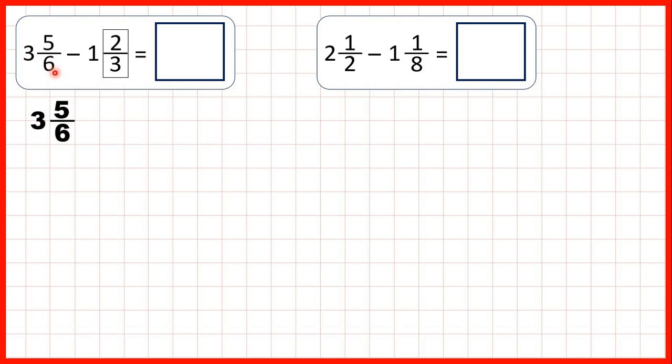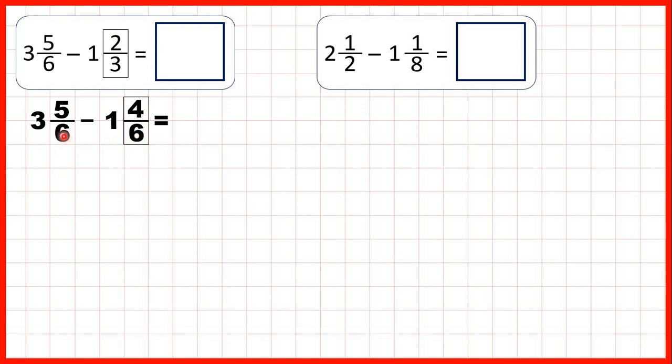So we can rewrite our question as 3 and 5/6 minus 1 and 4/6. That's equivalent to 2/3 because 3 times 2 is 6 and 2 times 2 is 4. Now that we have our common denominator, we see if we can subtract the fraction.